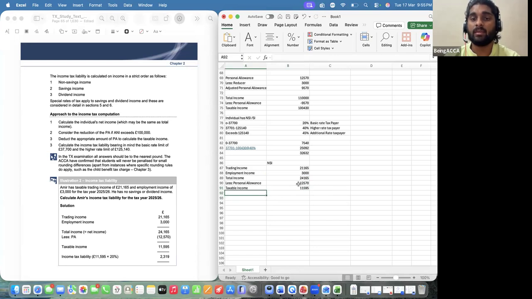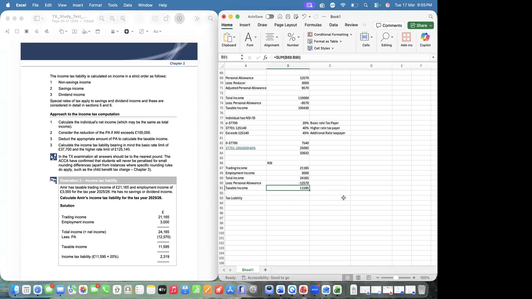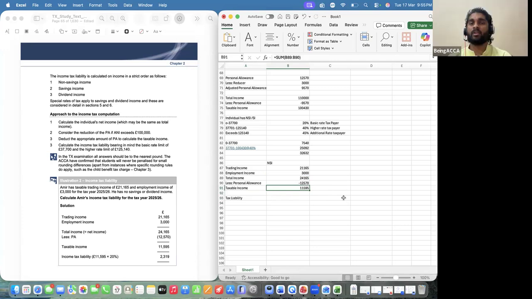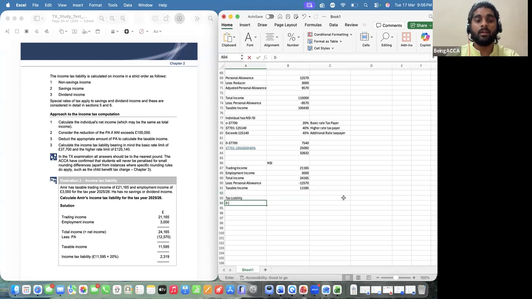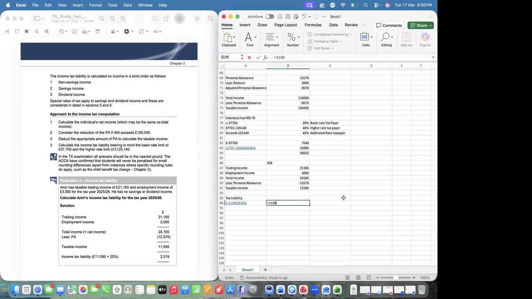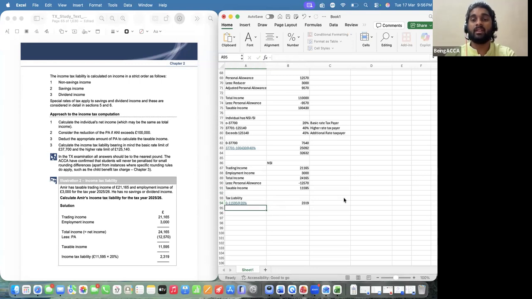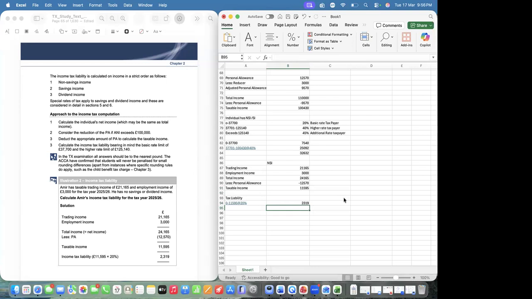Now, how do we calculate tax? Tax liability is to be calculated based on taxable income. His taxable income is 11,595. Yes, sir. So where does he fall? Does he fall in both basic and higher rate? Only the first level, correct? Yes, sir. So you can simply do 0 to 11,595 at 20%, correct? Yes, sir. Equal to 11,595 into 20%, 2319. This is your tax liability. Is this clear? Yes, sir.